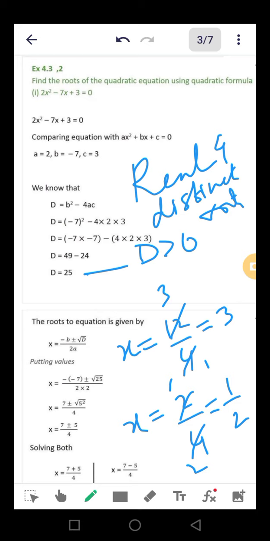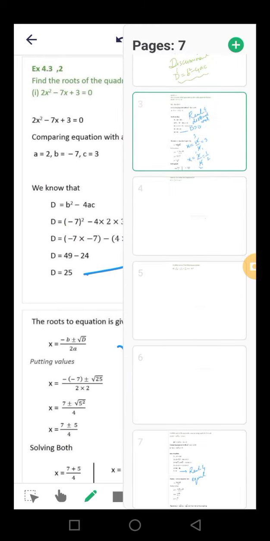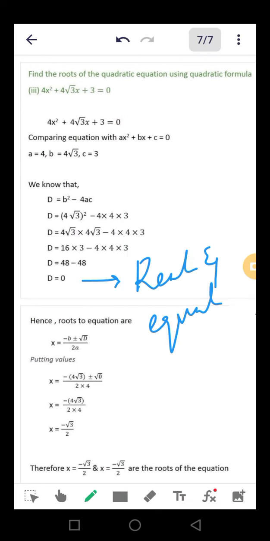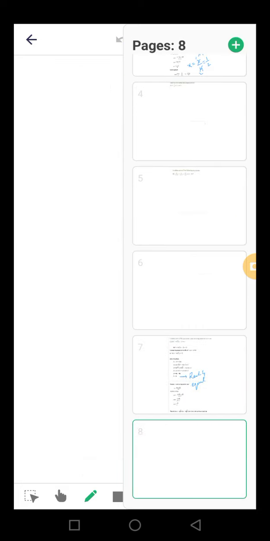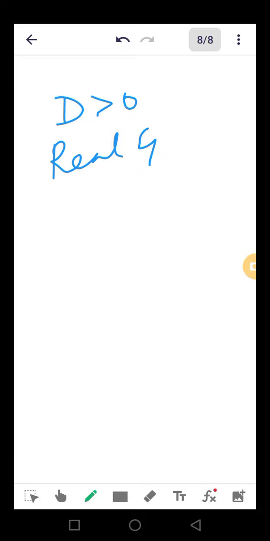So real and distinct roots when d is greater than 0, and if d is equal to 0, real and equal roots. Then if d value is less than 0, and if d value is greater than 0, roots are real and distinct. Distinct means different.